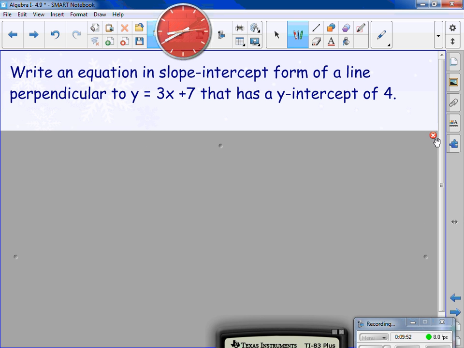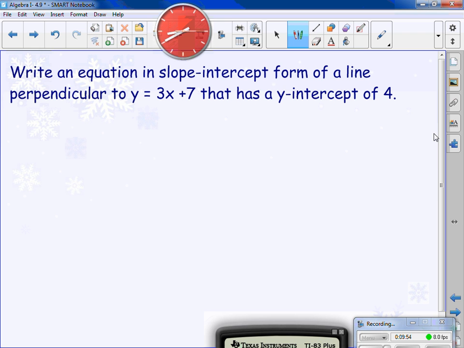Let's do this one first. Same exact problem that you had before. We're just going to do it now as being perpendicular. And that's where you need to read through the problem. What am I trying to find? First thing, my answer has to be slope-intercept form. I'm looking for something perpendicular. Here's my equation, and I have a y-intercept of 4.